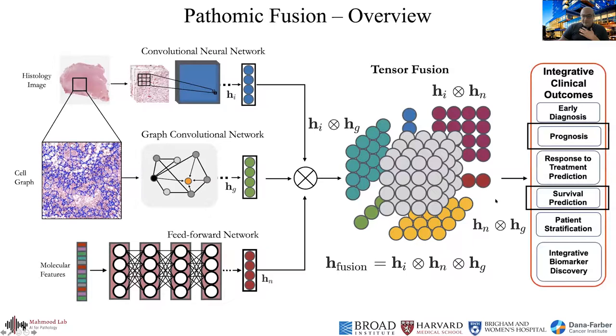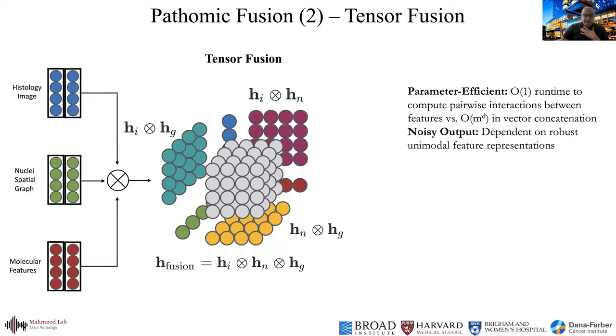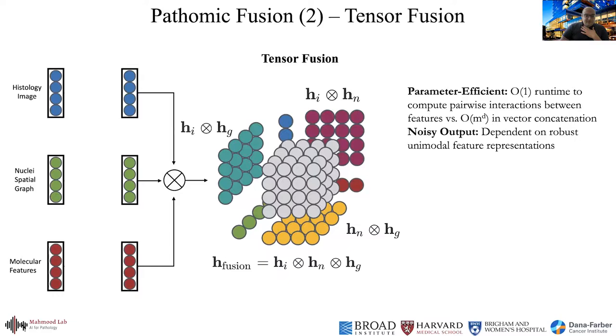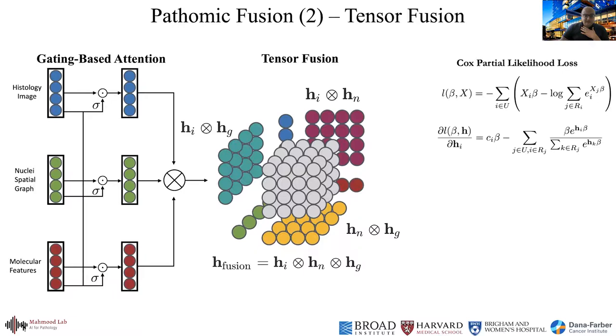We use GCNs here because they capture more of the tissue architecture, and then we also used attention gating, where we can project one modality onto the other, and essentially try to find what the most important information is from each one of them. So just one more minute to go.